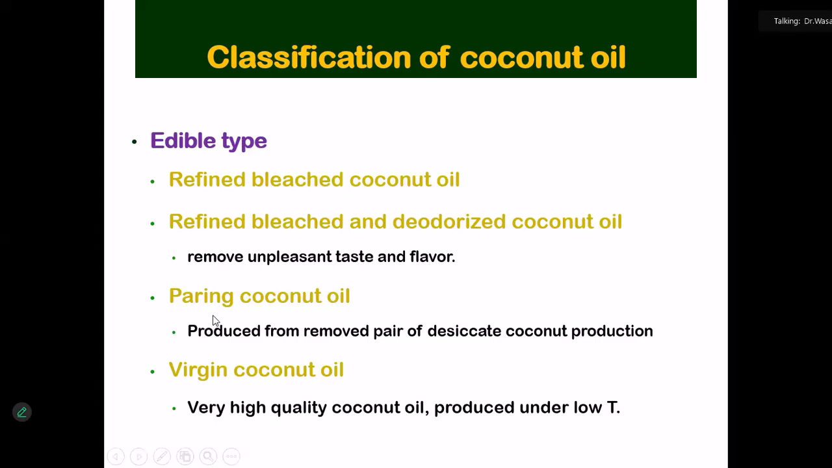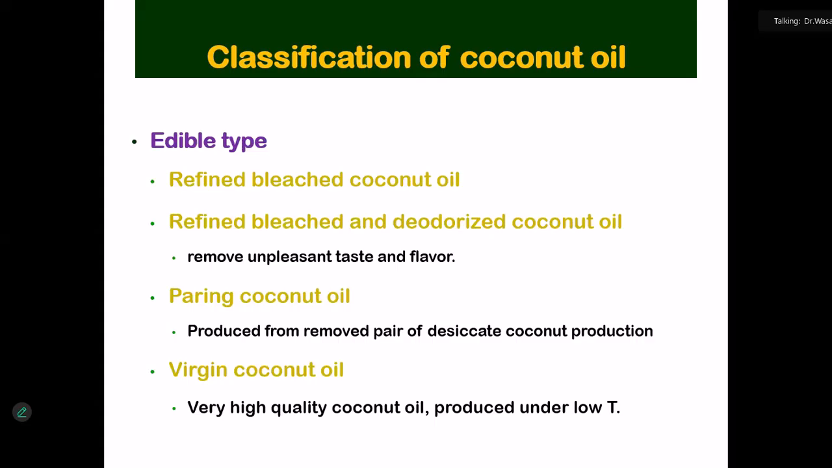Then the third one, pairing coconut oil. Do you remember we discussed DC manufacturing? During DC manufacturing, we did the step of pairing. After hatcheting, you are removing the brown color testa. That could be used in oil extraction. That's called pairing coconut oil. Normally, it is not of much good quality for cooking purposes.